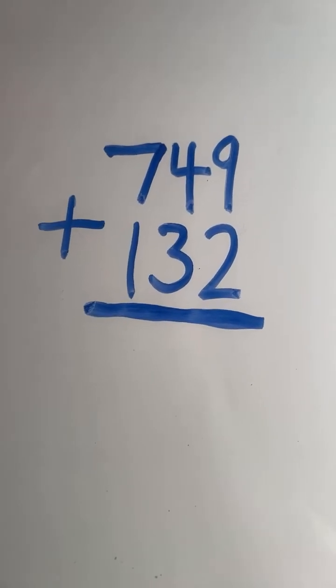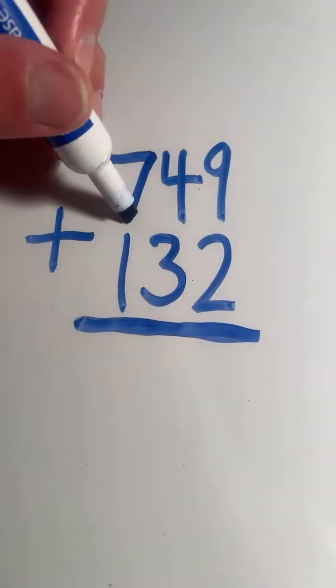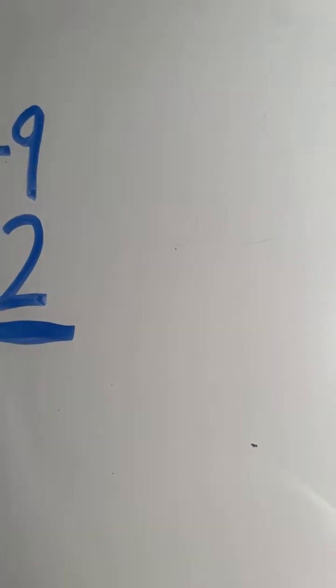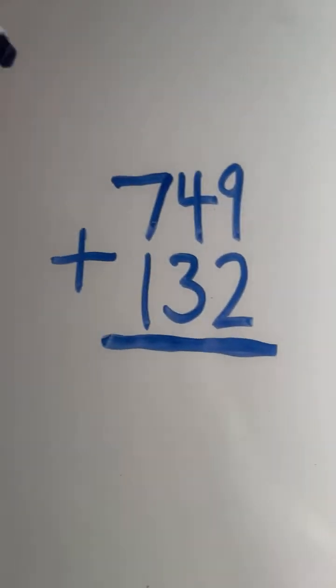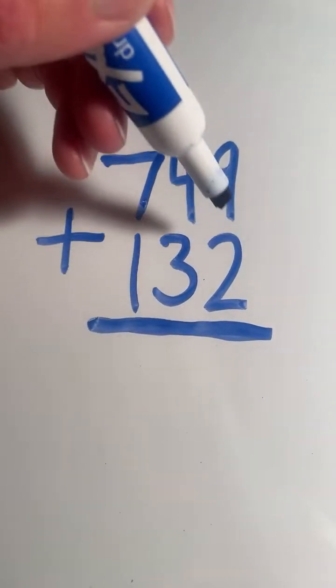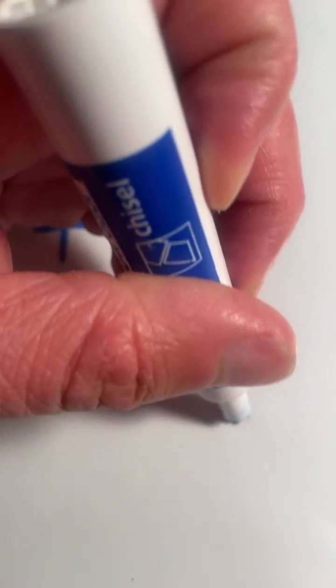All right, next example problem, we have 749 plus 132. Now, we always start in the ones place. We always start with the digits all the way to the right. 9 plus 2 equals 11. So we have to regroup. We regroup anytime the sum is 10 or more.